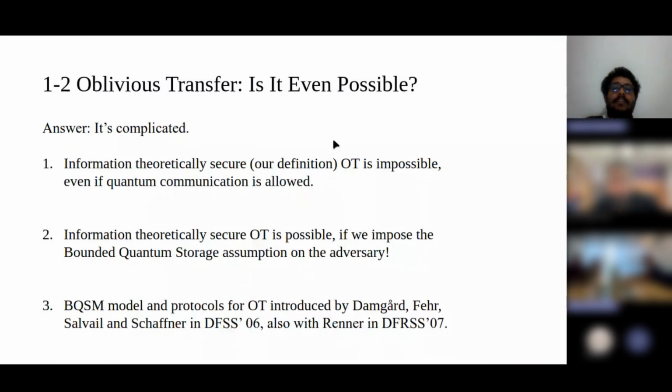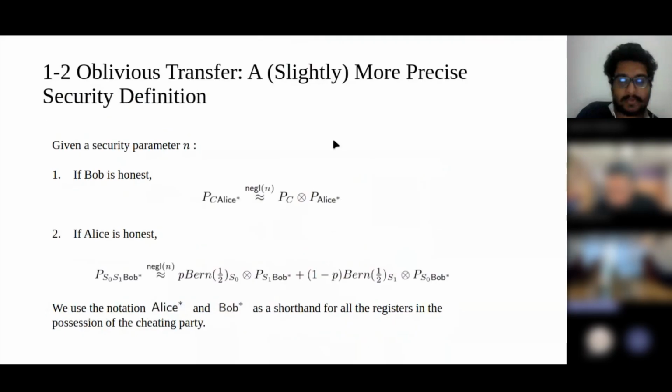Sorry, I had a small question. You said the security definition does not have any computational bounds, but we are just assuming the distributions or the states to be negligibly close, right? If Alice was the dishonest party, can't they make use of this negligible closeness? Or by negligible closeness, do you mean the trace distance? Yes, exactly. That's exactly what I mean. That the trace distance is negligible.